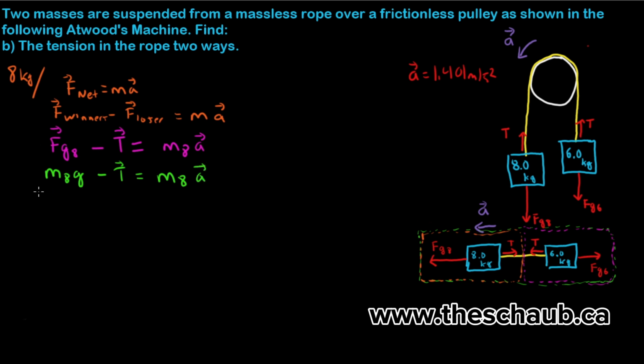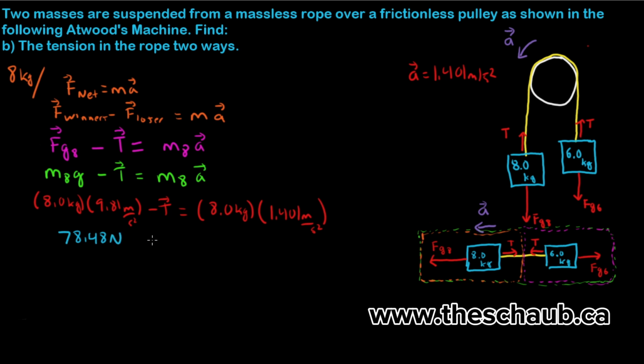Substituting our values, M8 is equal to 8.0 kilograms multiplied by gravity, which is 9.81 meters per second squared. Subtract from that the tension, and this is equal to M8, which is 8.0 kilograms multiplied by our acceleration from part A, which is 1.401 meters per second squared. 8 multiplied by 9.81 is 78.48 newtons. Subtract our tension, and this is equal to 8 times 1.401, which is 11.2 newtons.